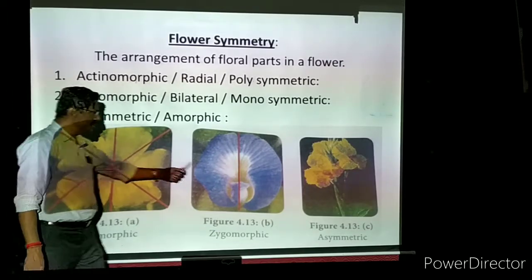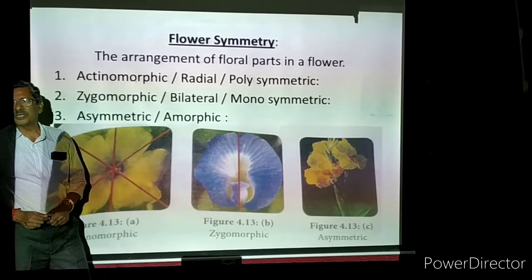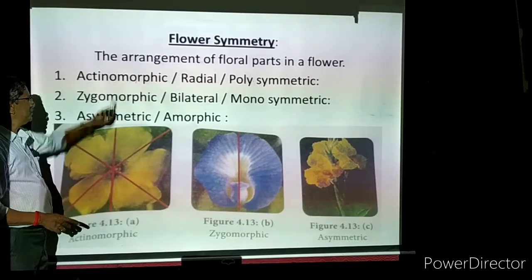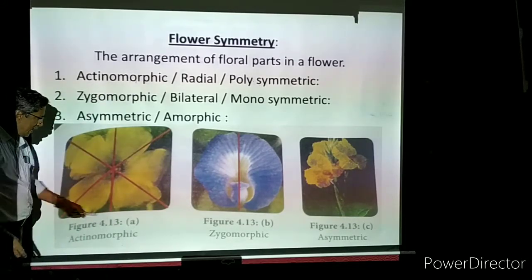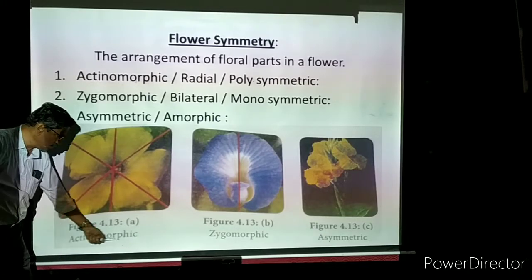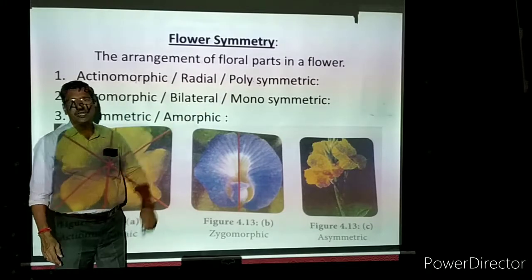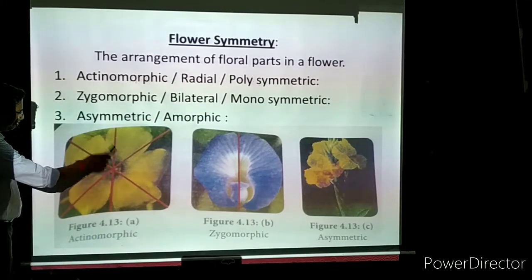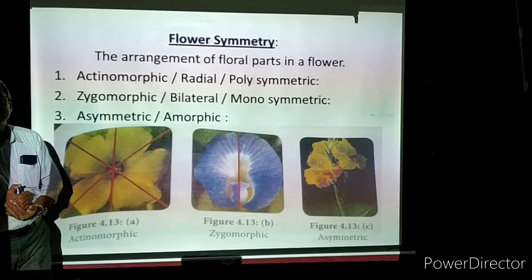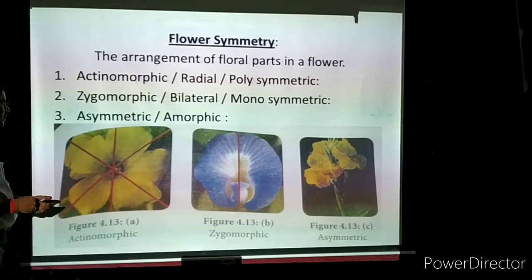Now three pictures are there. The three pictures are explaining about the three types of symmetry. First one I am taking actinomorphic. What is the other name of it? Radial symmetry or polysymmetric. Now I will take one flower, Hibiscus, the shoe flower. That is an excellent example for this.